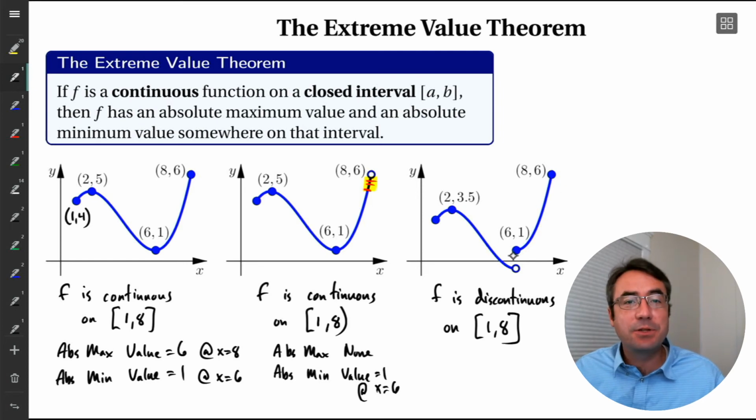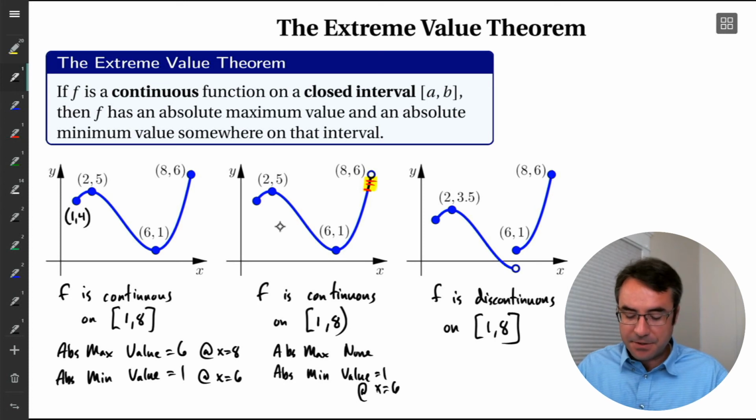It might have an absolute max. It might have an absolute min. It might have both. It might have neither. It might have one and not the other. We don't know. So this theorem doesn't tell us anything. So out of these three graphs, the only one that the extreme value theorem actually told us anything about was this first one, because the function was continuous and it was defined on a closed interval.